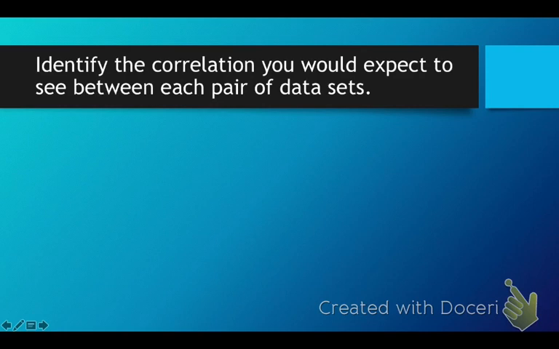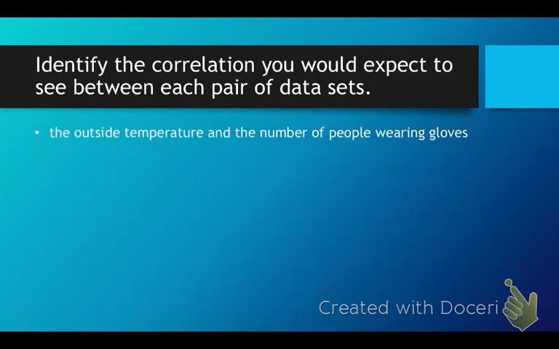Alright, so now we're going to take some word problems and identify the correlation you'd expect to see between each pair of data sets. So we're going to start with the outside temperature and the number of people wearing gloves. So what I like to do is draw arrows. You might remember this from last year. And then I always like to start with the first part of my sentence. So that would be the outside temperature.